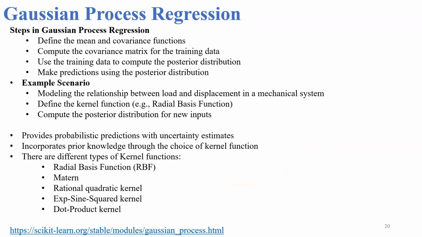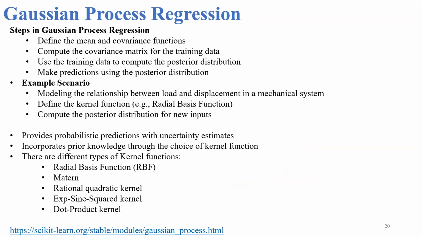So there are steps in Gaussian process. First, you define the mean and covariance functions. You compute the covariance matrix kernel. Use the training data to compute the posterior distribution. And now you can make predictions on the new data from the prior distribution.